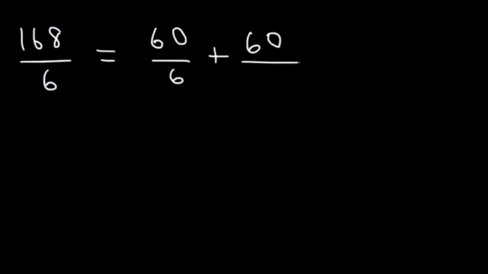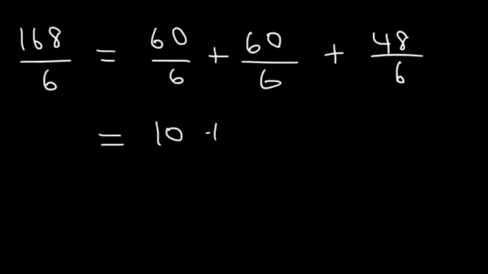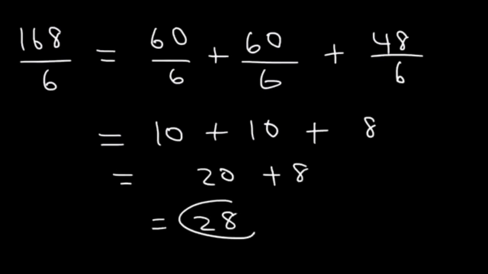And this is going to be the final example. 168 divided by 6. So 60 is definitely a multiple of 6. So we can add another 60. So that's 120. Which means we have 48 left over. 60 plus 60 plus 48 adds up to 168. 60 divided by 6 is 10. And 48 divided by 6 is 8. 10 plus 10 is 20. 20 plus 8 is 28. So therefore, 168 divided by 6 is 28.